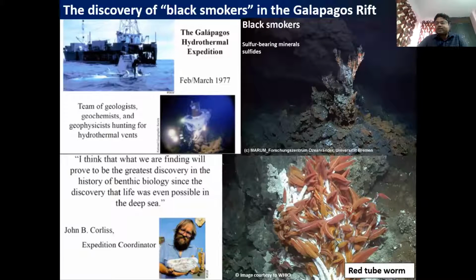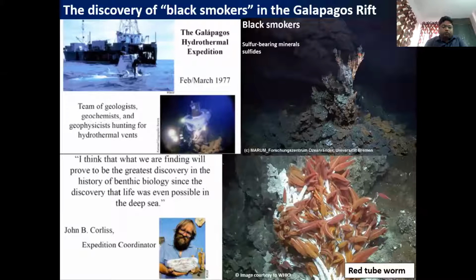But one interesting thing they found is that in this environment, there is the presence of chemosynthetic bacteria, and at the bottom right, you can see this red tube worm. They survive in this extreme geochemical environment where there is no sunlight and none of the normal nutrients that we can think of on the Earth's surface, but still some living forms are surviving at this stage.